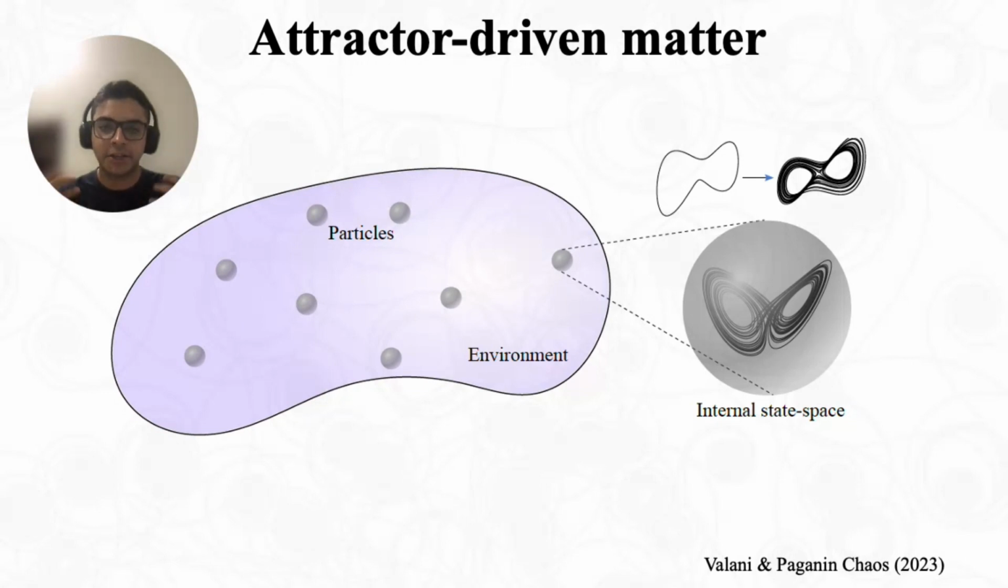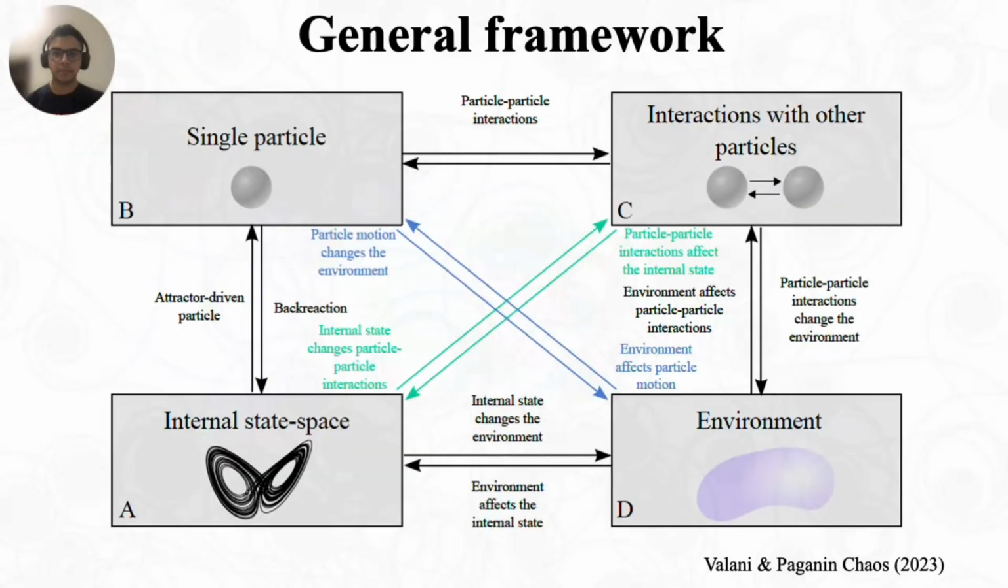When you have a collection of these particles in some environment, then you can get complex dynamical and collective behaviors. Now, there are four key components in this attractor-driven matter framework. The first component is this internal state space that is modeled by a low-dimensional chaotic system, such as the Lorenz system. The second component are the single particle dynamical variables, such as its position, its orientation, and so on.